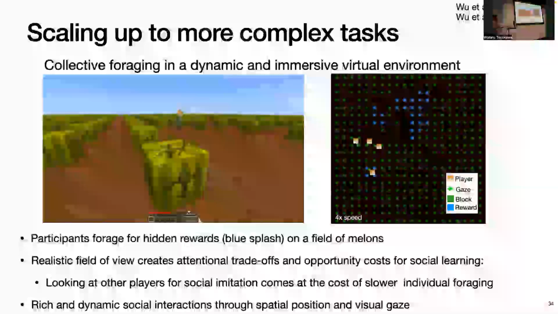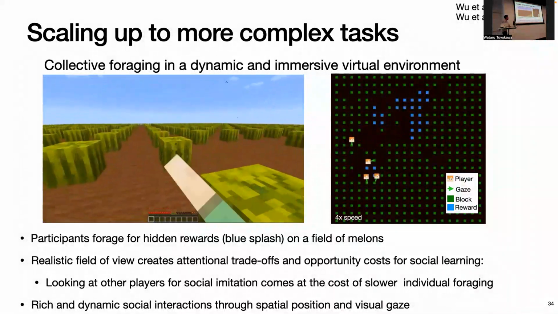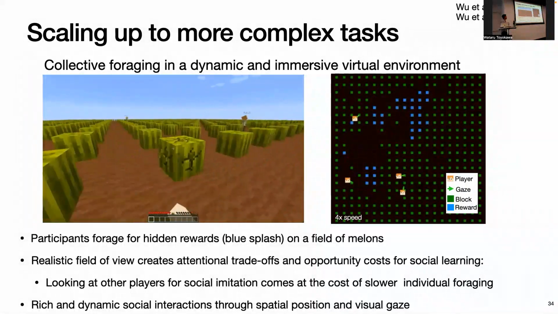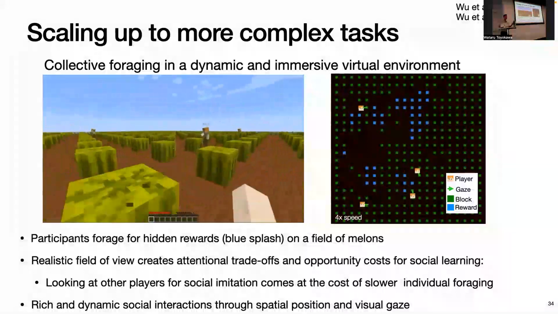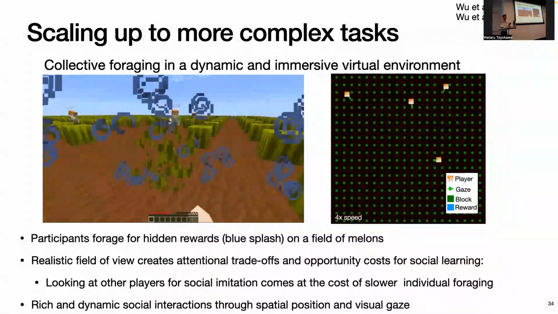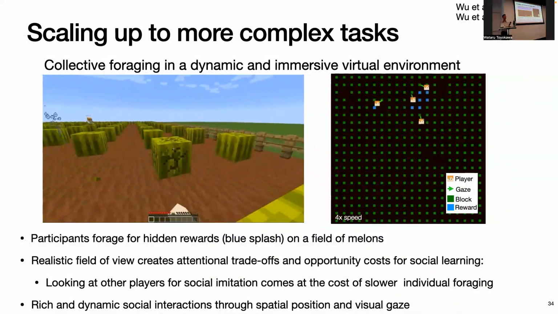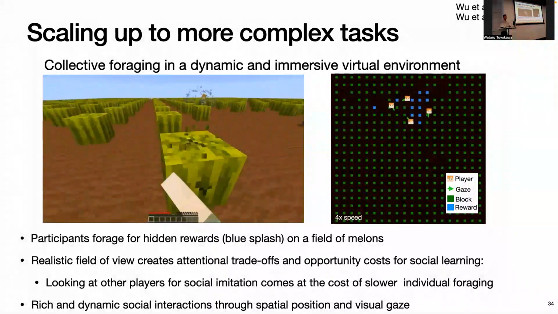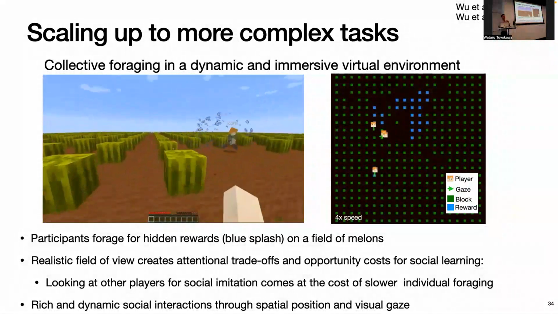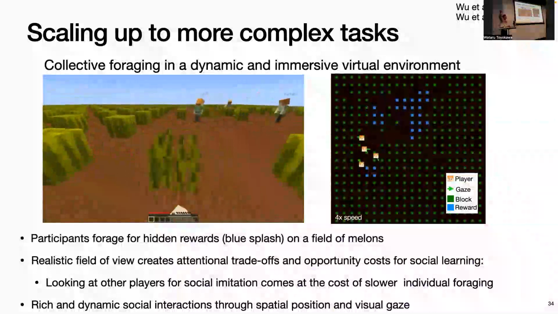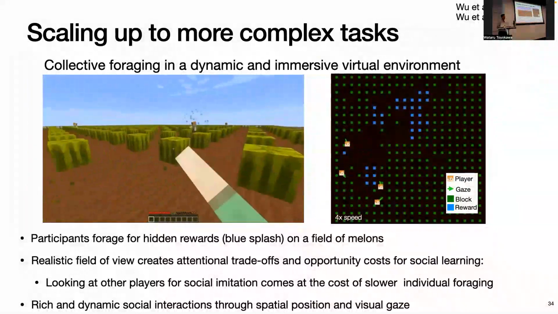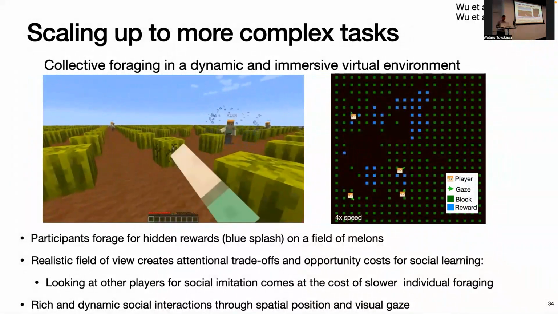And the reason we put all this painstaking effort into programming this type of experiment in a Minecraft environment instead of A/B type choices is that we have this realistic field of view and realistic spatial setting. The field of view creates attentional trade-offs. It's costly to look for social information because that takes opportunity away from individual foraging, right? So when you're seeing social information, you better be close enough to use it in a timely manner. Otherwise, if you see a splash really far away, you're never going to get a chance to exploit that. So we have these really rich dynamic and social interactions through spatial position and visual gaze.